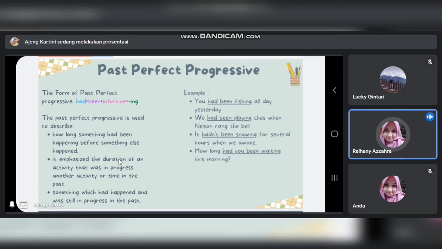For examples, you had been fishing all day yesterday. We had been playing chess when Nelson rang the bell. It had not been snowing for several hours when we awoke. How long had you been waiting this morning? Okay, the next material will be explained by Ajeng Kartini.